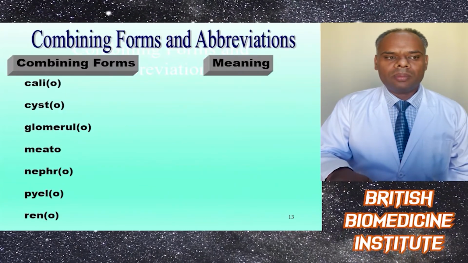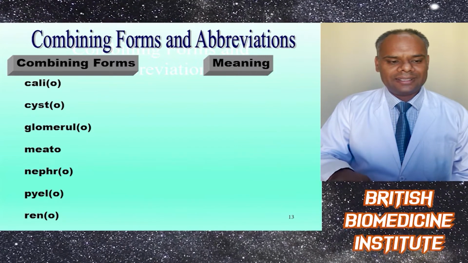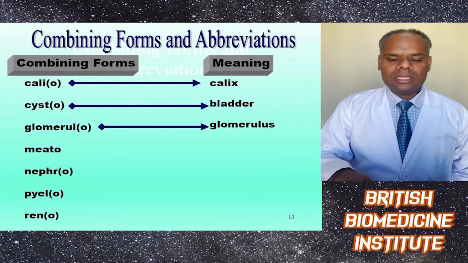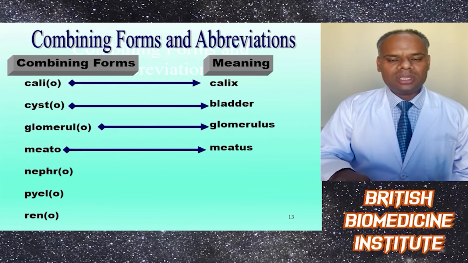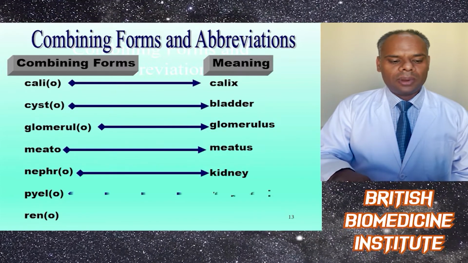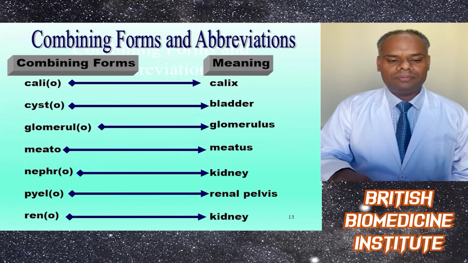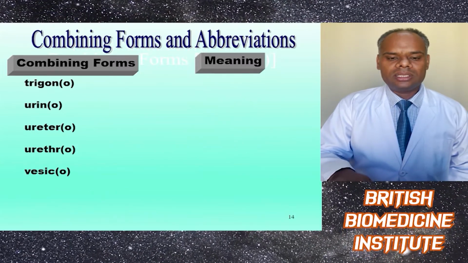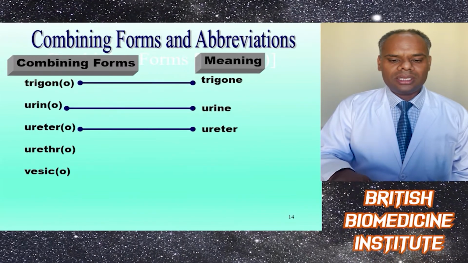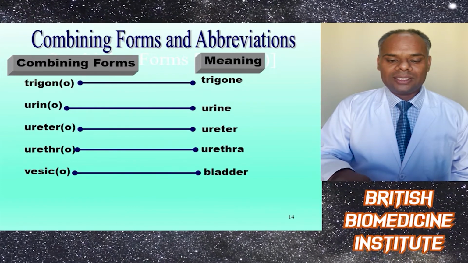So now come the combining forms. Calic is calyx, cyst is bladder, glomerul is glomerulus, meat is meatus, nephr is kidney, pyel is renal pelvis, and ren is kidney. Trigon is trigone, urin is urine, ureter is ureter, urethr is urethra, and vesic is bladder.